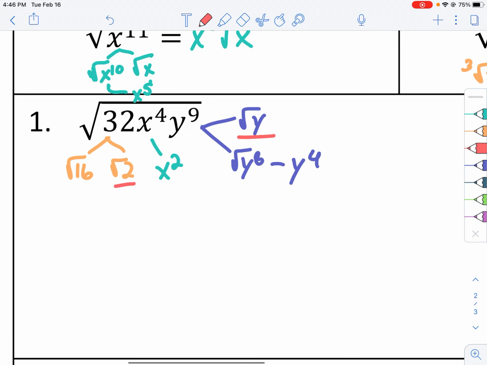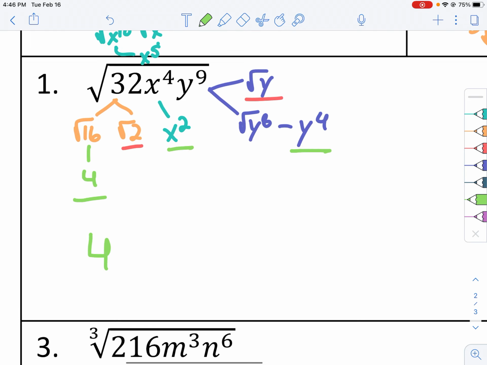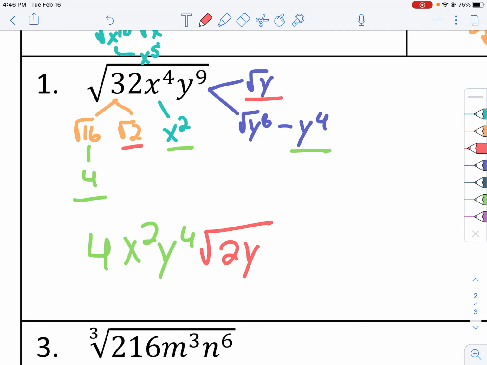So then everything in a radical stays in a radical. Everything outside of a radical gets multiplied together. This is 4. So we have 4x squared, y to the 4th, times the square root of 2y. And that is as simple as we can get it.